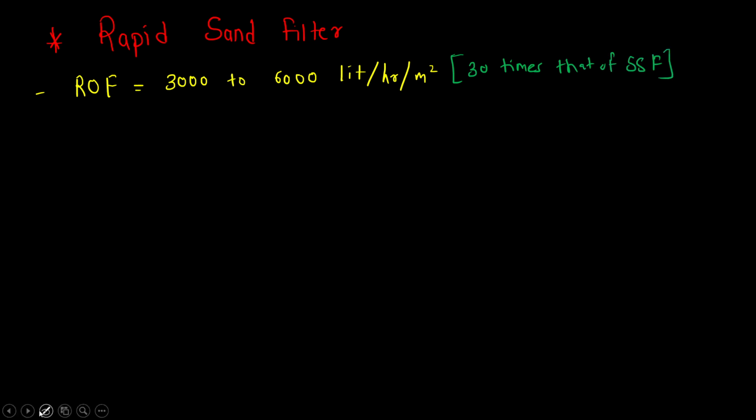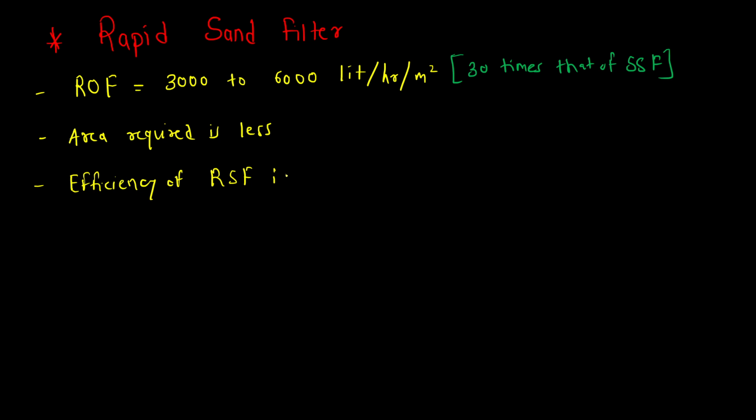So you can remember it like this, okay? Or maybe this can be asked as a question, that the rate of filtration of rapid sand filter is how many times that of slow sand filter? It is 30 times. Okay, so another point from the rapid sand filter is area required is less. So in less area we can occupy this filter. Now what is the efficiency? So efficiency of rapid sand filter is 80 to 90%. So it is less efficient as compared to slow sand filter.